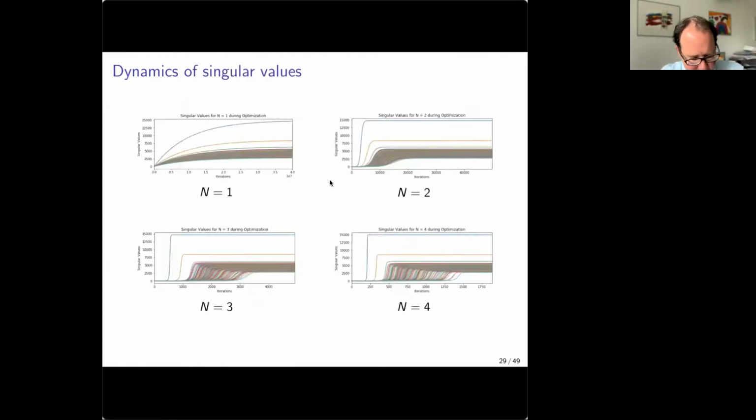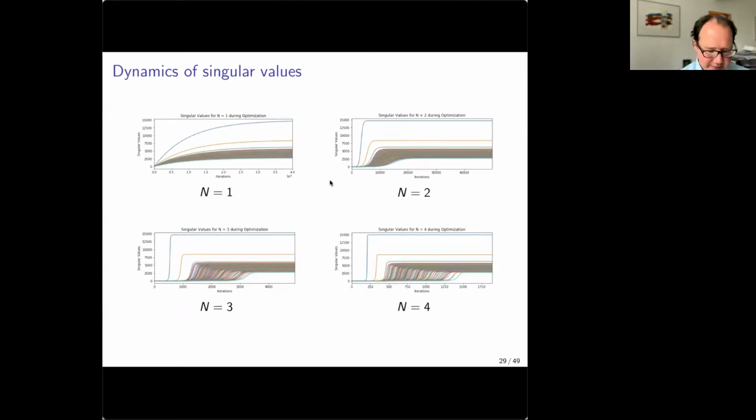So one way to explain this is to look at the singular values. If n equals one, and you look at all the singular values during the optimization, they basically all go up in a very similar fashion. But let's look at this at n equals four. What you see is that first, this first eigenvalue goes up. And now you have some time where basically only one of the singular values is active and the remaining ones are very small. So basically you have a rank one solution for this time. And then here you have a rank two solution and so on.